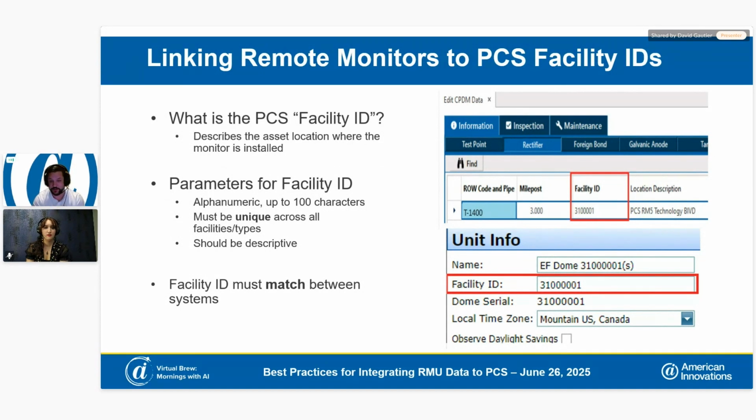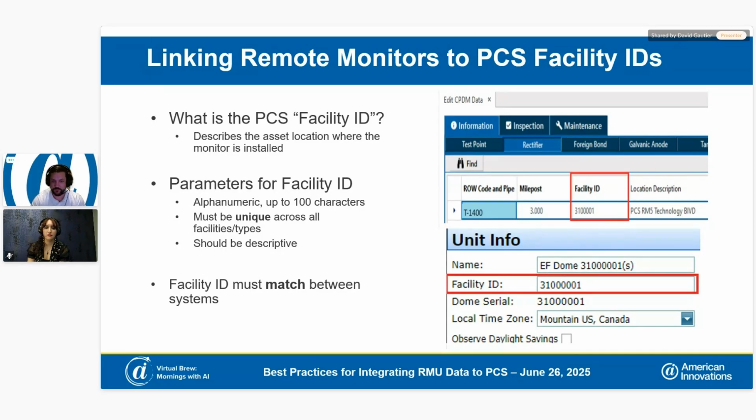But for folks that are using PCS, we have what we call Intel key fields. You can actually see them in the screenshot in the top right corner here: row code and pipe, milepost, and facility ID. That's just a screenshot of the data grid from PCS, and those column headers are in bold to indicate that they're Intel key fields. What those do is we combine them to make something unique in the application.